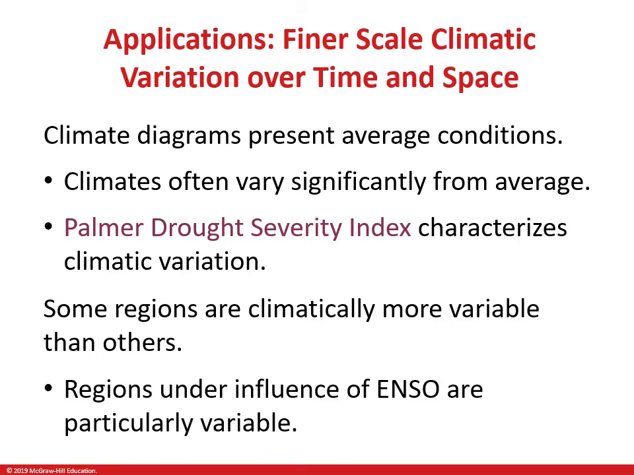And regions that are under the influence of the El Nino Southern Oscillation, which is the shifting of the ocean patterns so that the ocean currents, instead of going away from South America west across the Pacific, shift and go east across the Pacific. When we get an El Nino, that's going to change your precipitation and your temperature patterns in areas that are affected by that very significantly.